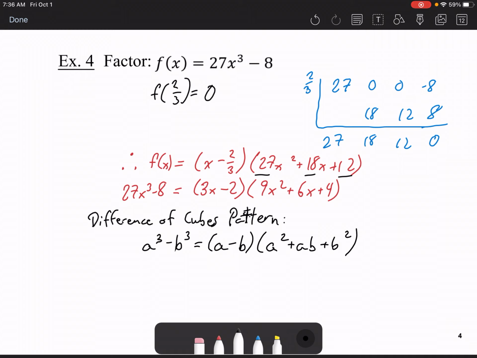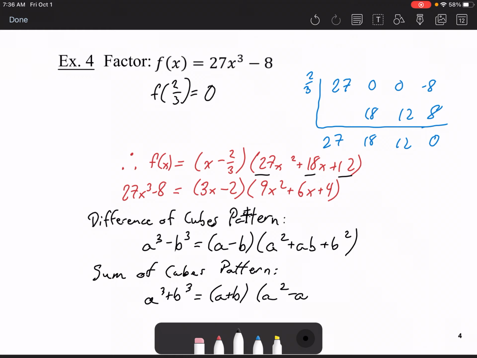So you can see the 6x is actually a combination of the 3x times the 2. And there's also a sum of cubes pattern, which has a similar look to it. So a cubed plus b cubed equals a plus b times a squared minus ab plus b squared. And there we go.